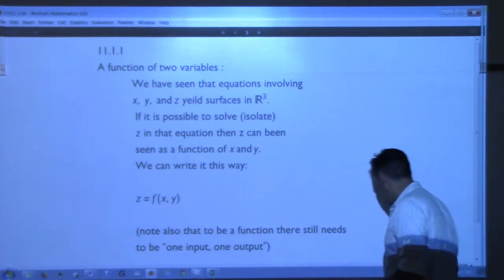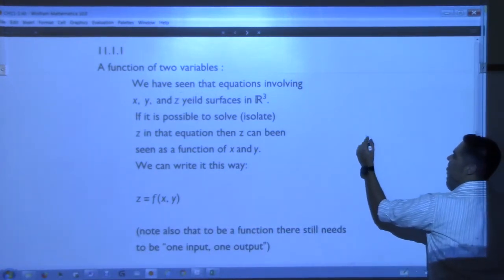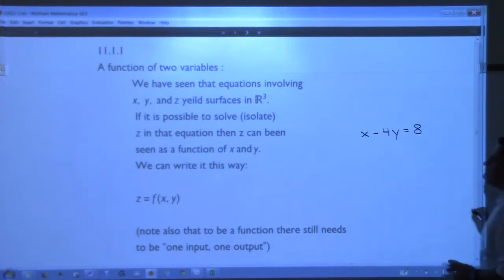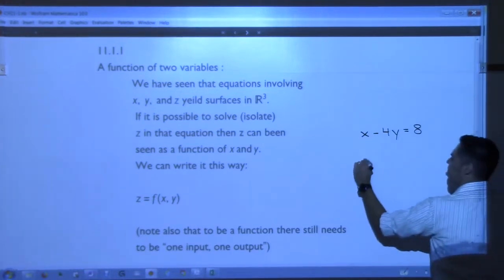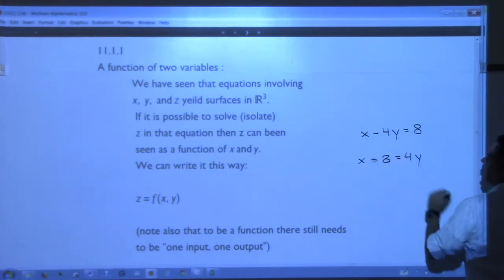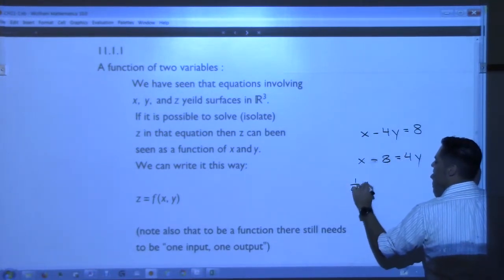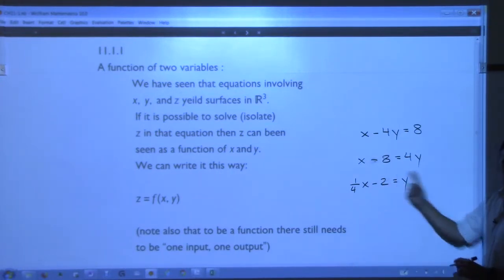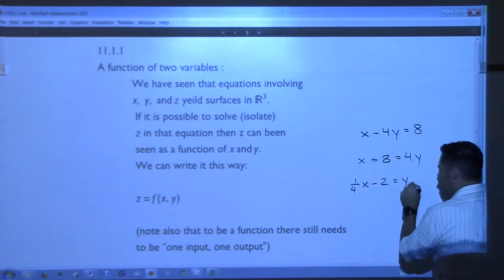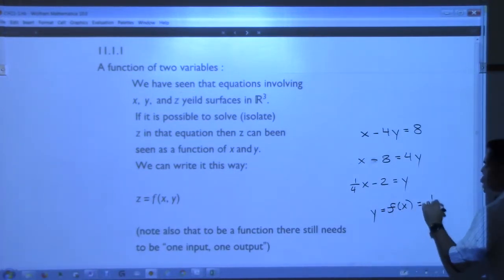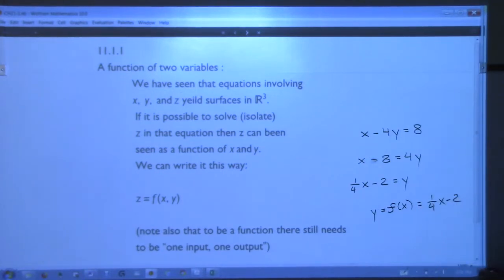So this is kind of like back in college algebra when you have something like x minus 4y equals 8, and you say, okay, yes, that's a line, right? But then you would solve it for y. So you'd move things around, solve for y, divide by 4. And then you say, now y depends on x, right? You give me x, I have y. So we could say then that y is some function of x, which is 1/4 x minus 2. So y depends on x.